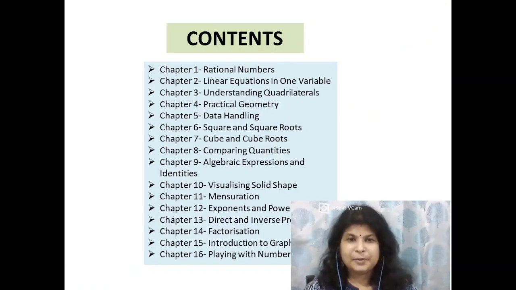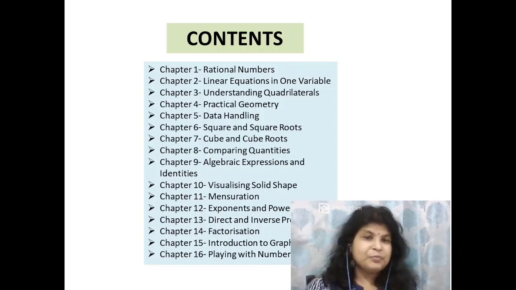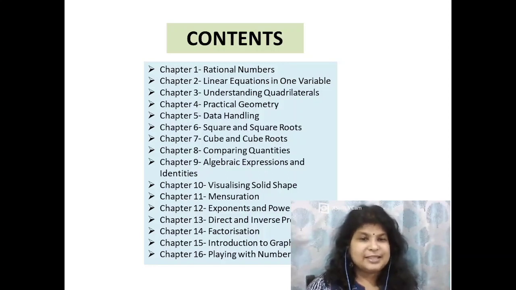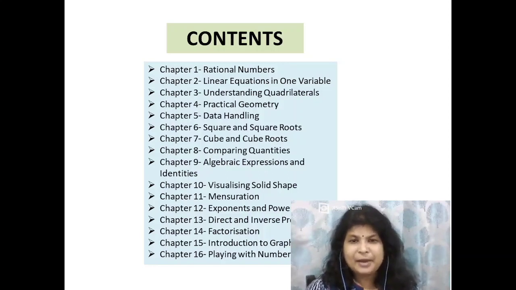So first you have rational number, which is chapter 1, which we are going to start today. Then you have linear equation in one variable. In chapter 3 you have understanding quadrilateral. In chapter 4 it is practical geometry. In chapter 5 it is data handling. Chapter 6 you will be studying about square and square roots. In chapter 7 you have cube and cube roots. In chapter 8 you will be studying comparing quantities. Then chapter 9, algebraic expression and identities.